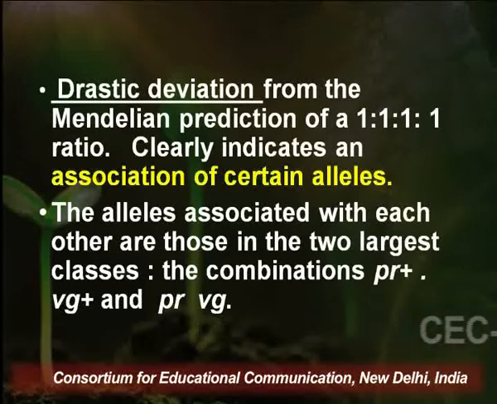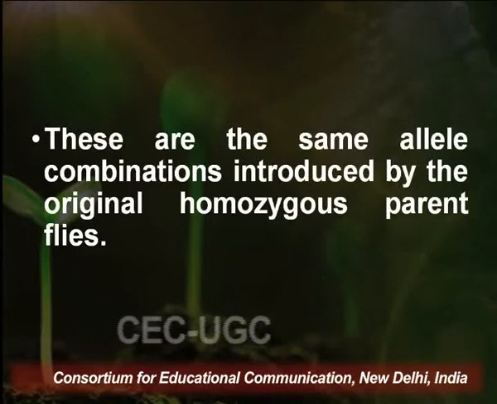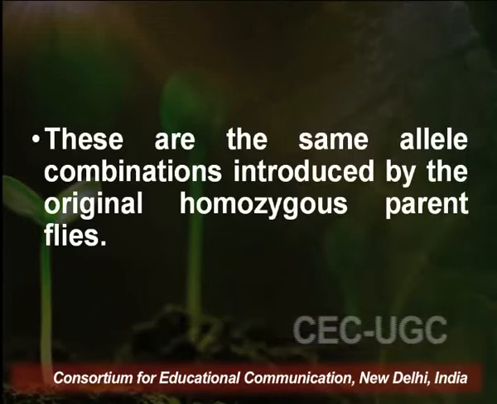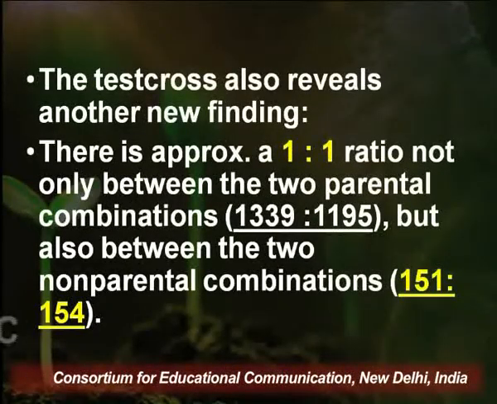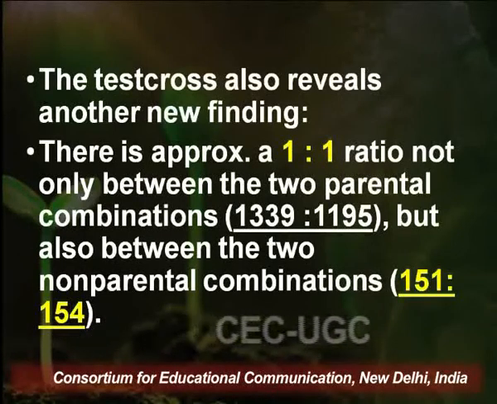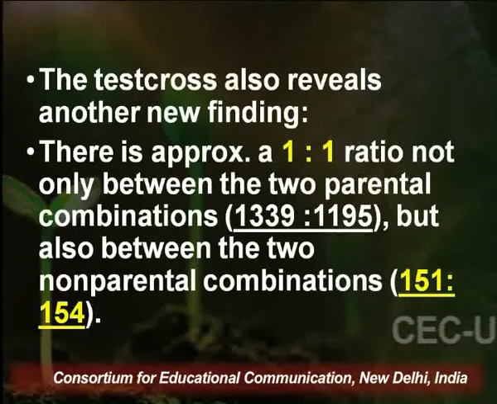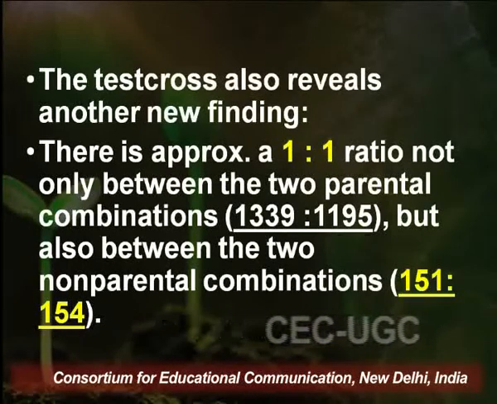These two combinations had the maximum number, and remember, these were the combinations which were introduced from the F1 and also from the homozygous parent flies. The test cross also reveals another very interesting finding. When we talked about the parental combinations, that means they were together. What about the non-parental combinations? The non-parental combinations were 151:154, which again meant that there was an approximately 1:1 ratio.